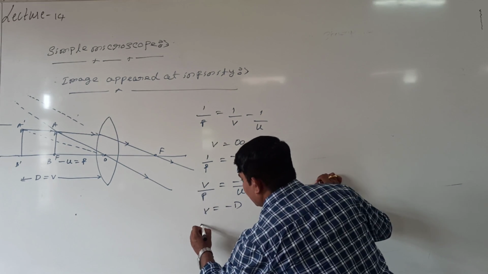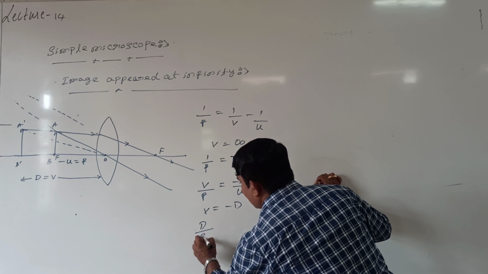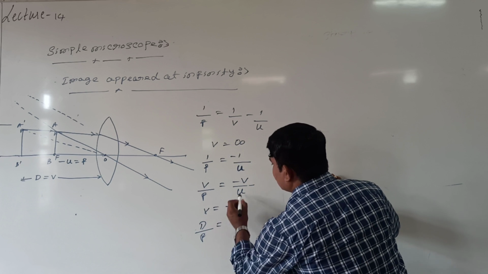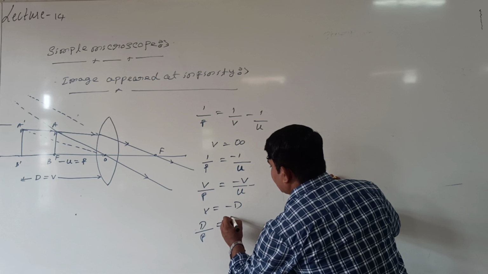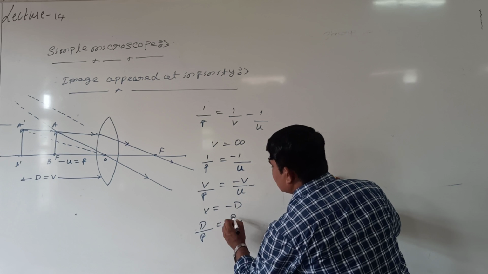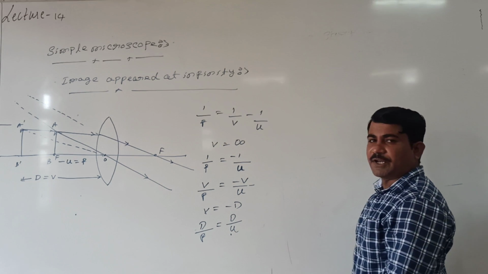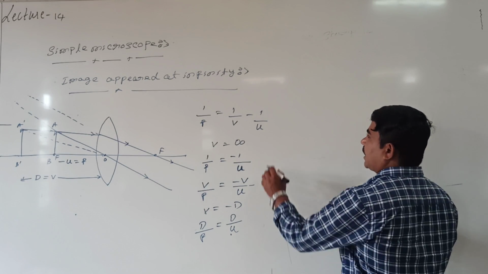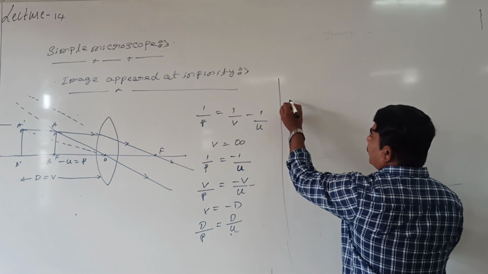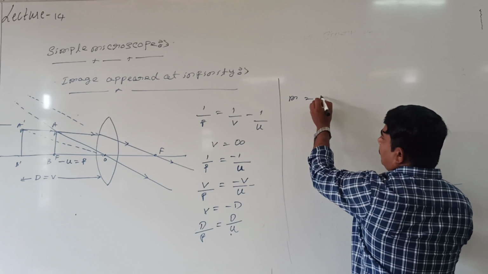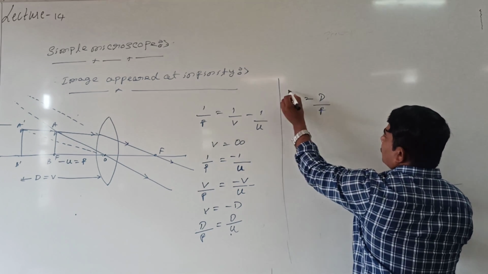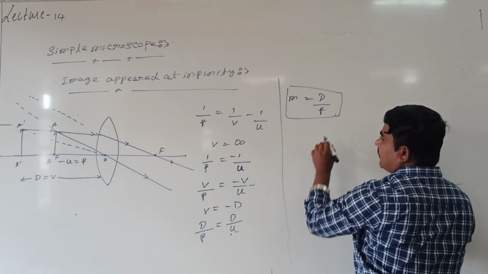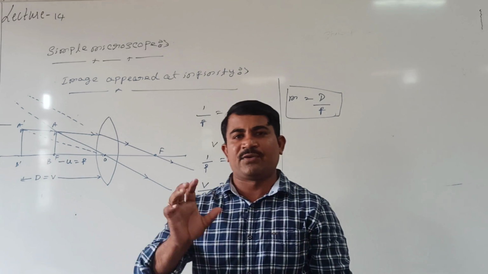Then this becomes what value? D divided by F is equal to what value? So this is what value? And D divided by what value? U. This D divided by U is equal to what value? That is nothing but the linear magnification. So how to take this value? M is equal to what value? D divided by F. This is the linear magnification when the image appears at infinity.